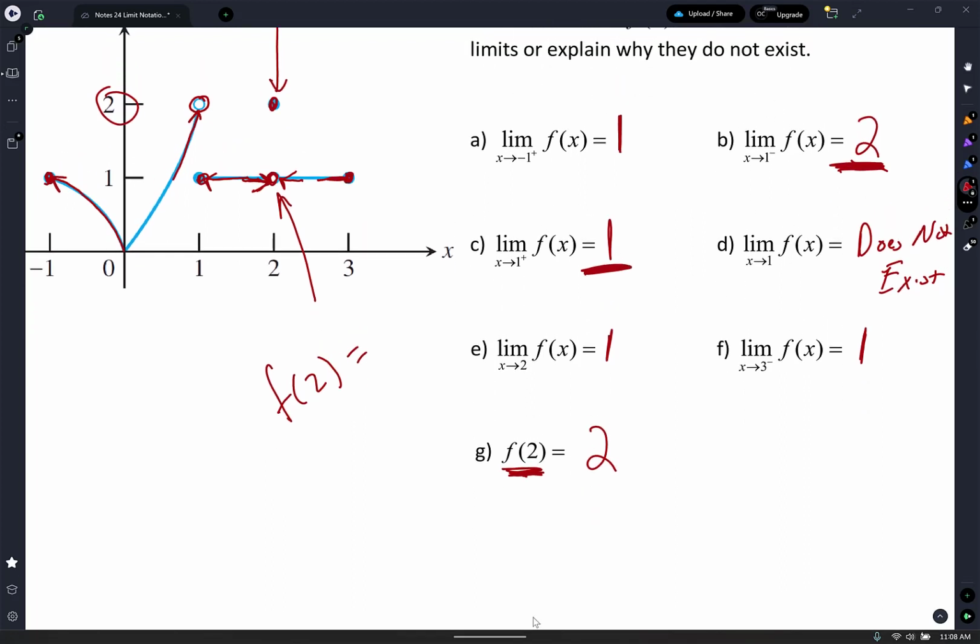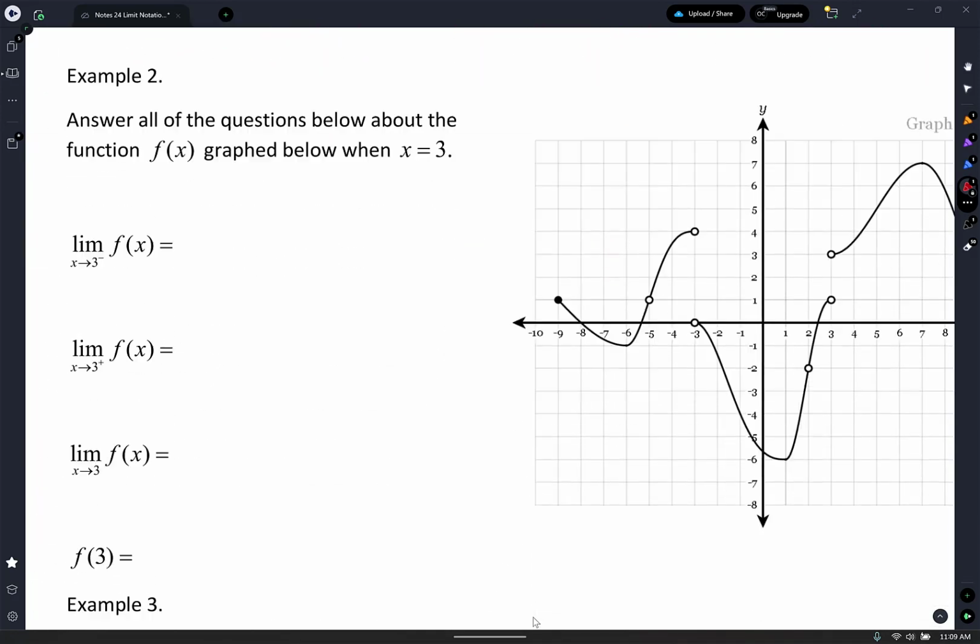Which one? Letter E? Oh, I'm approaching 2 from the left and the right. Because it says the word limit, I'm just approaching the x value of 2. What is my y value? See? They both approach the same y value. I have a hole there, but I'm still approaching that y value from both directions. Cool?